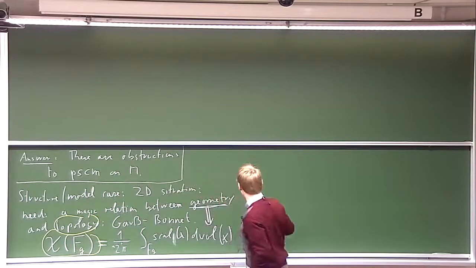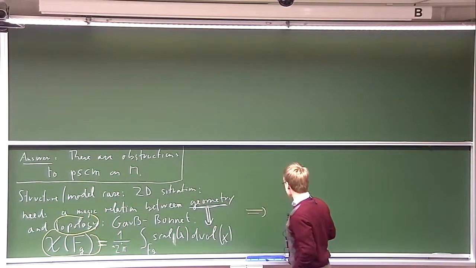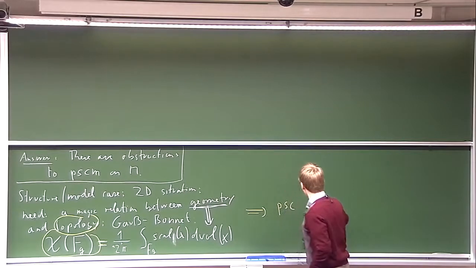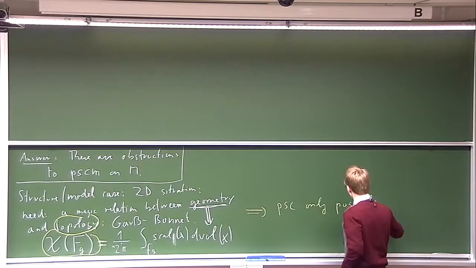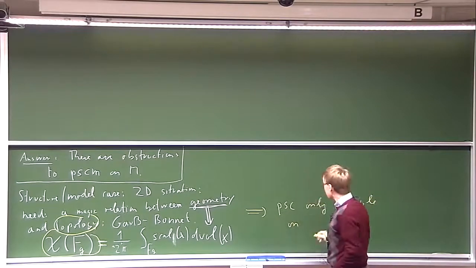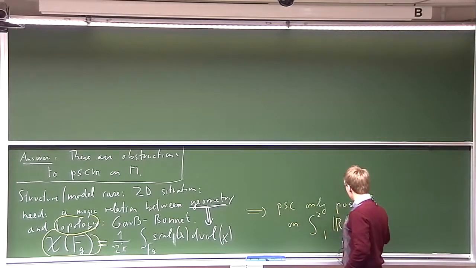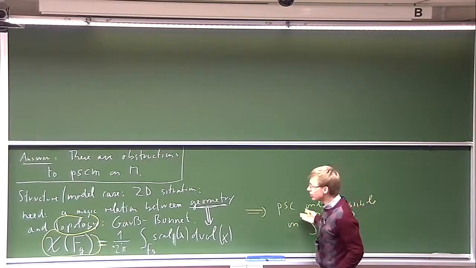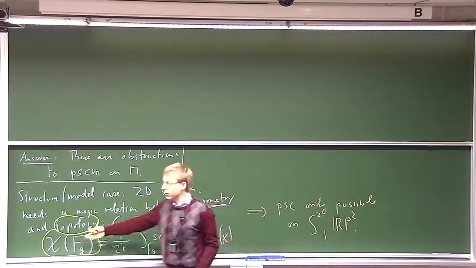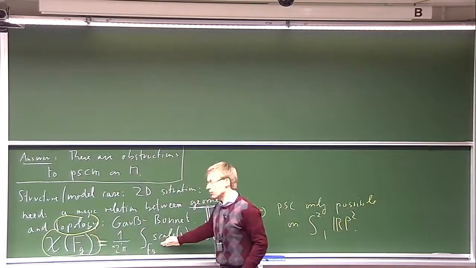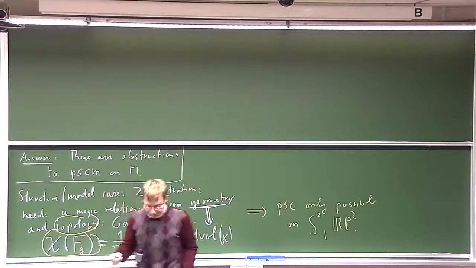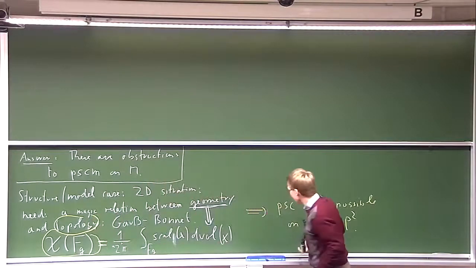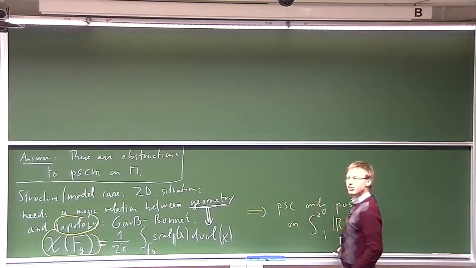And what's the consequence? Positive scalar curvature is only possible, if you take the connected surfaces, on the two-sphere and on the real projective plane. Because these are the only surfaces which have a positive Euler characteristic, and an integral of some positive function will give you something positive. And of course, I'm also using the classification of surfaces along the line.